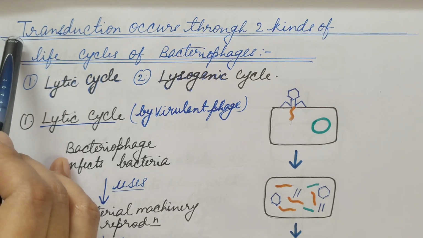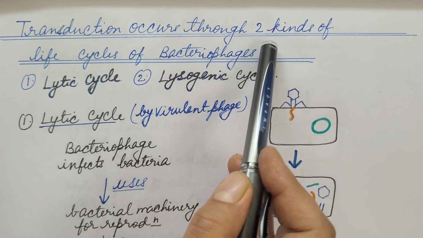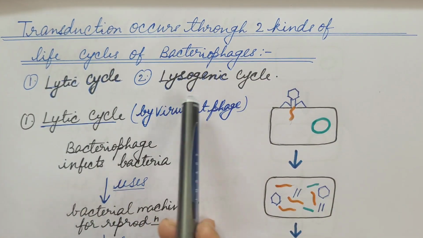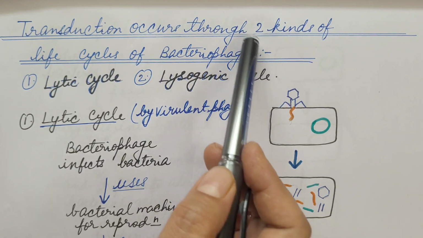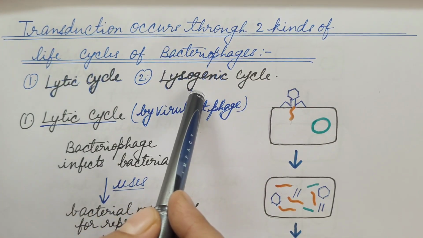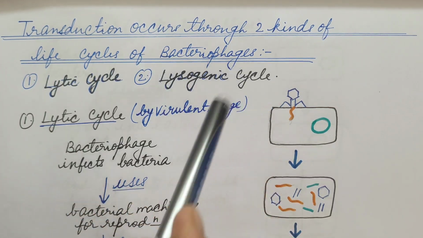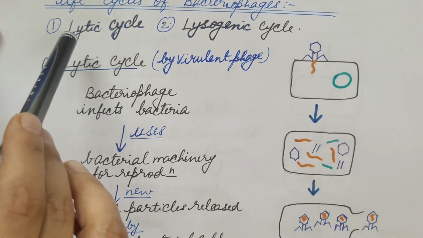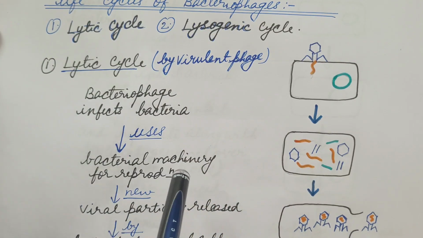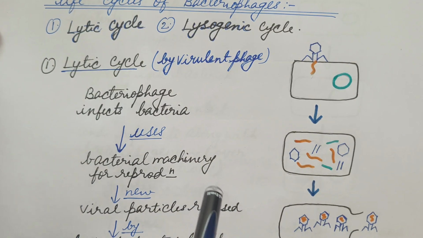So what we discussed is that transduction occurs through two kinds of life cycle of bacteriophages, Lytic cycle and lysogenic cycle. That means bacteriophages have two types of life cycle, Lytic and lysogenic cycle, which results in the transduction. Let us see this Lytic and lysogenic cycle in brief. We will discuss it in detail in the bacteriophage video.